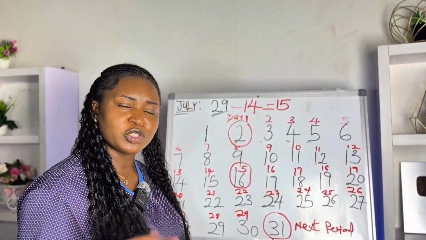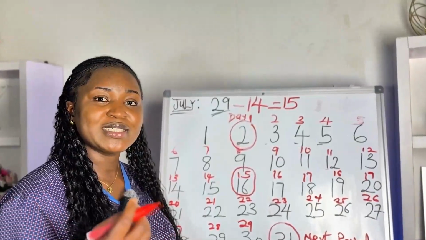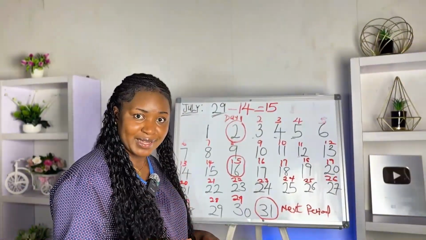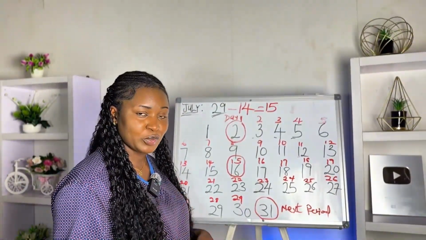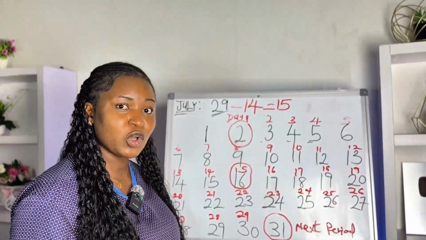Now, in case you don't know what ovulation is, it is the day your ovary releases an egg, and it's the most fertile day in your cycle. This is when you have a higher chance of getting pregnant.